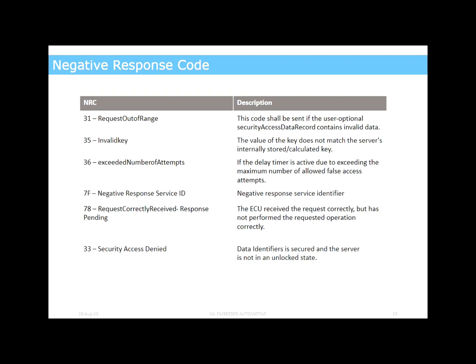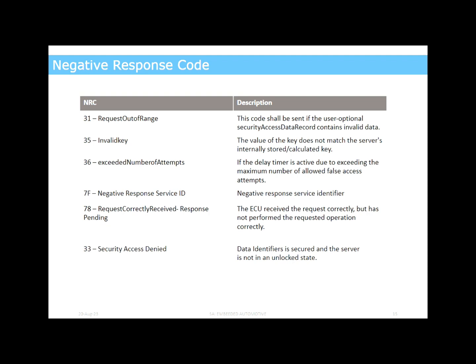And 31, request out of range. This code shall be sent if the user optional service access data record contains invalid data. Next, 35, invalid key. This NRC is used in the 27 security access, which we'll discuss in the next slides. The value of the key does not match the key internally stored and calculated by the server. Next, 36, exceeded number of attempts, when the delay timer is active due to exceeding the maximum number of allowed false access attempts.